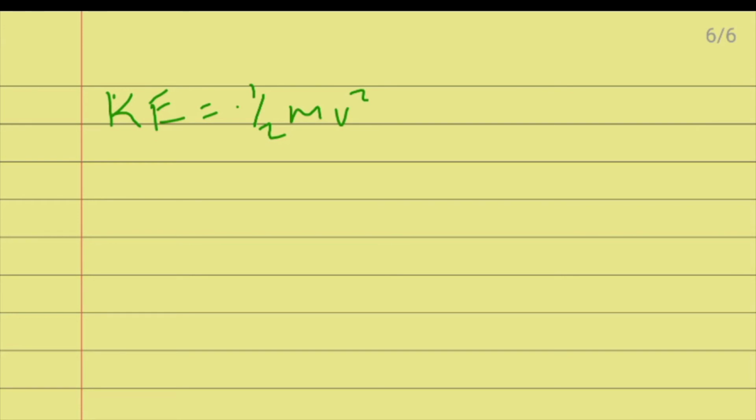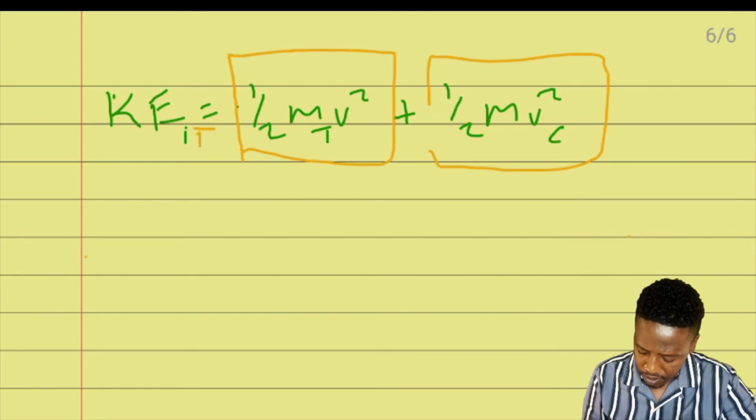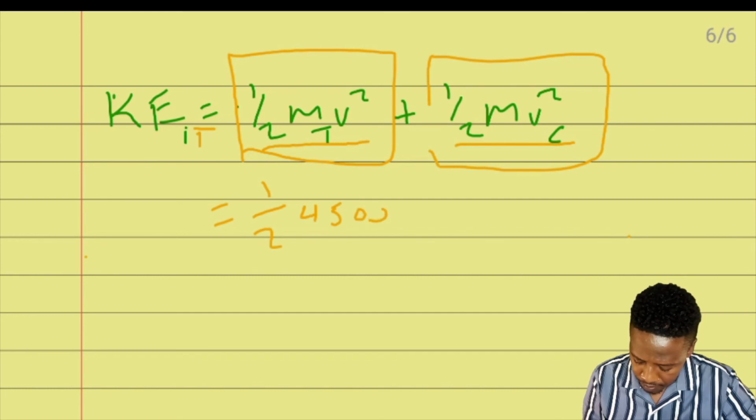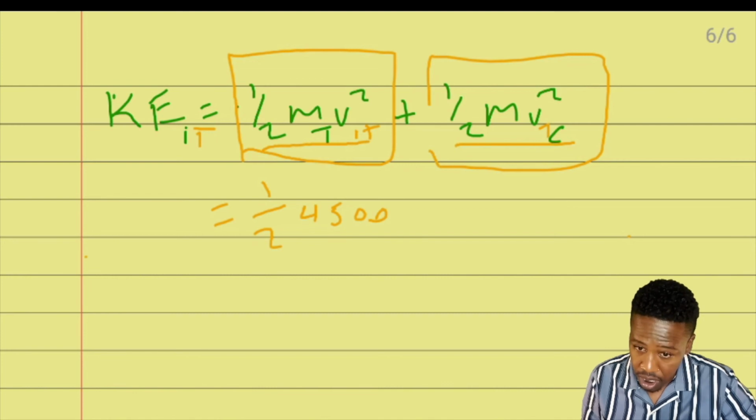I'm going to continue somewhere here. Before the collision, the initial kinetic energy, which I'm going to add to the one of the car. So this one would be the truck, this one would be the car. Now we're going to treat them individually. So let me start with the truck. The kinetic energy of the truck, and we know its mass is 4,500, times its initial velocity, which is 20.